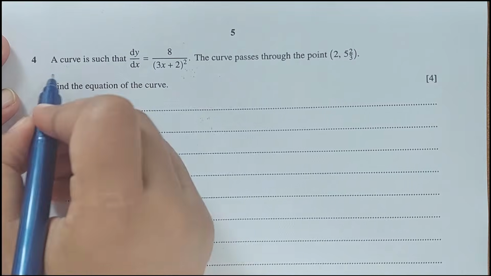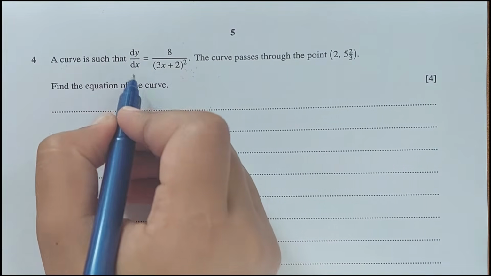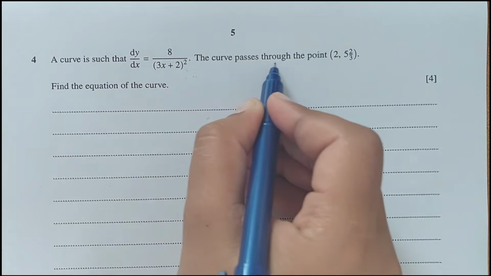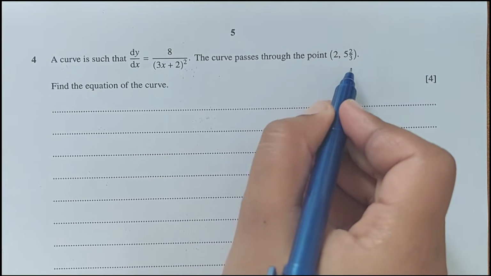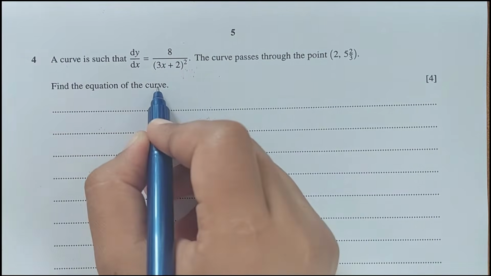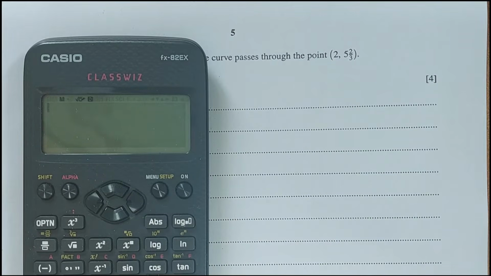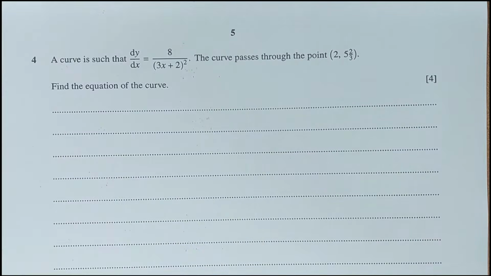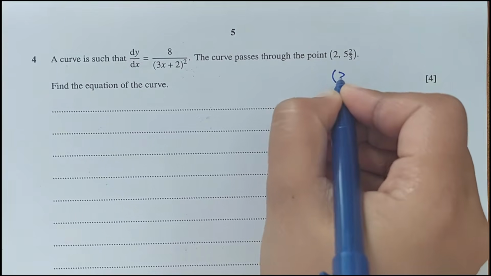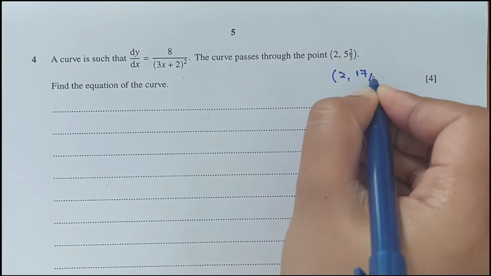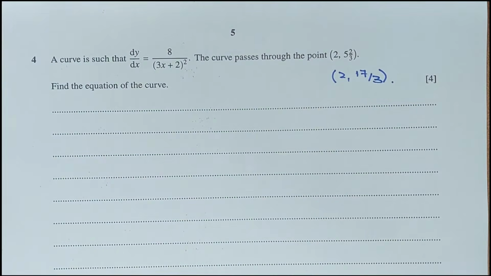Question number 4, a curve is such that dy by dx is given. The curve passes through the point 2 and 5 by 3. Find the equation of the curve. Okay, so we have 5 times 3 is 15 plus 2 is 17 over 3, which is 5.67. So the point is 2 and 17 over 3. We need to find the equation of the curve.